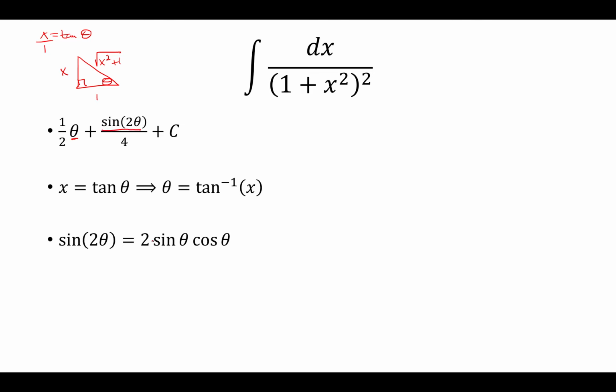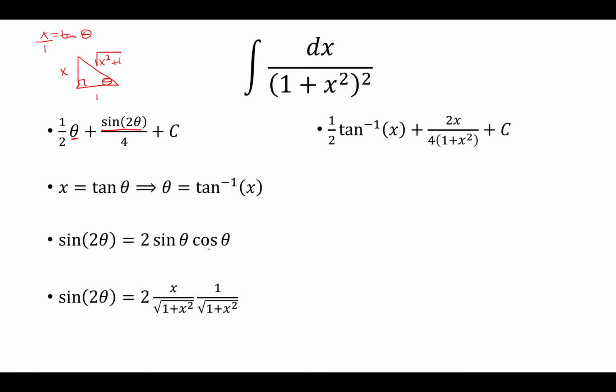Sine 2 theta is 2 sine theta times cosine theta, which sine theta is opposite over hypotenuse. That's x over square root of 1 plus x squared. Cosine theta is adjacent over hypotenuse. That is 1 over square root of 1 plus x squared. So bring it in together.